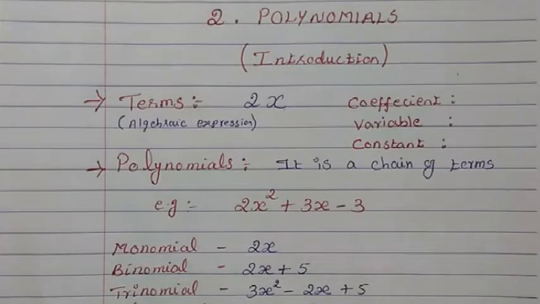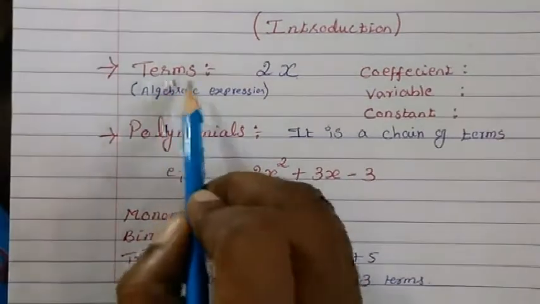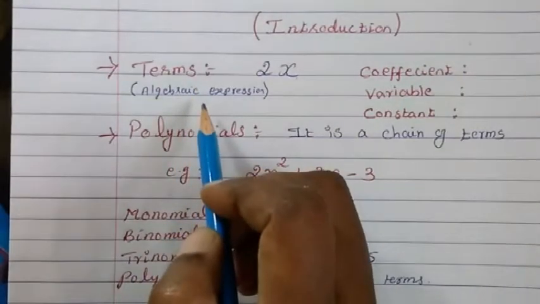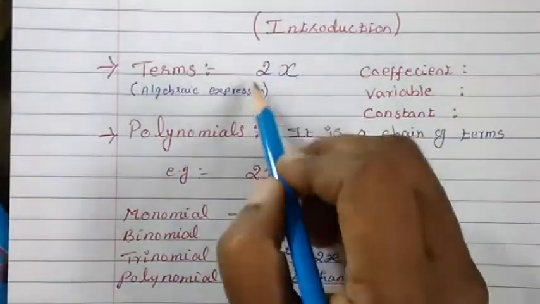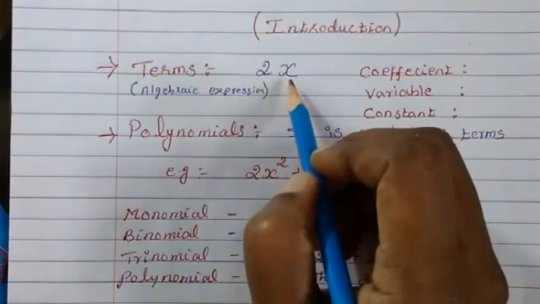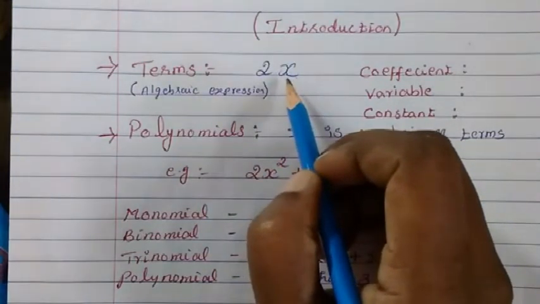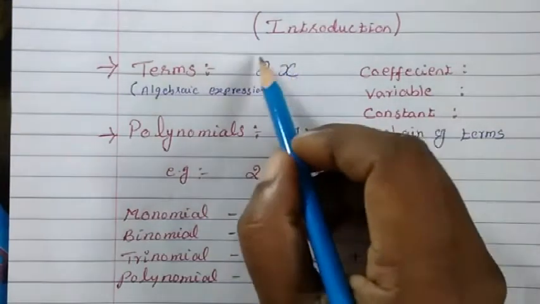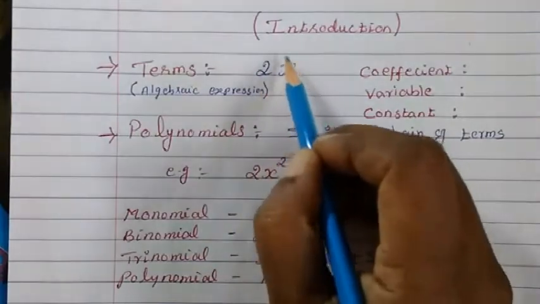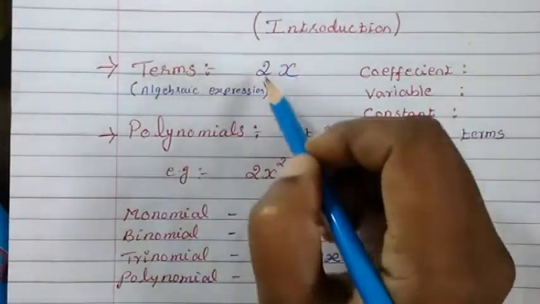Today we are going to study the introduction part of polynomials. First of all, we have to understand the meaning of terms. Terms mean algebraic expressions, where you will have a number along with some variable, some x, y, z, something we write, that is called variables. So this whole thing is known as a term, or it is also called an algebraic expression.